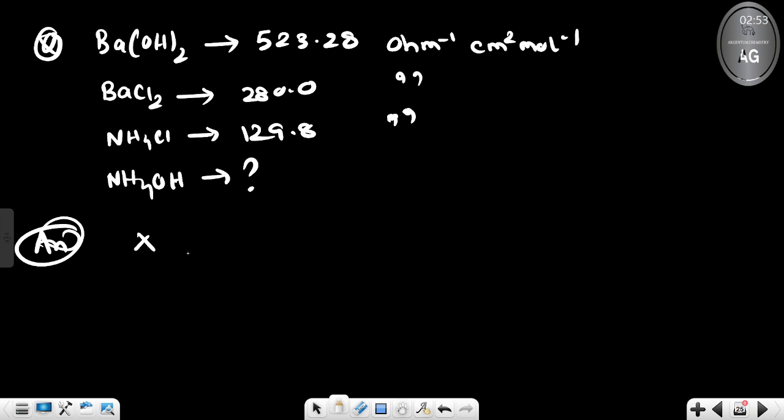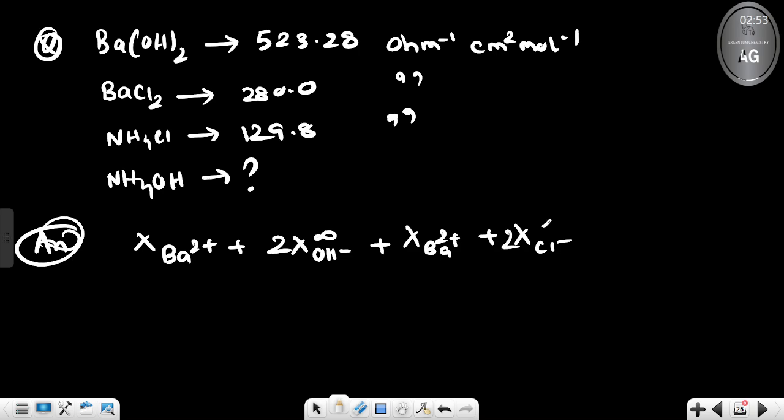Barium hydroxide will release barium 2 plus and 2 times OH minus. Barium chloride will again release barium 2 plus and 2 times Cl minus. I am just writing the given data in the form of their respective ions. Ba2 plus, then OH minus, how many? Two. Barium 2 plus one, how many chlorine? Two chlorine. Done.